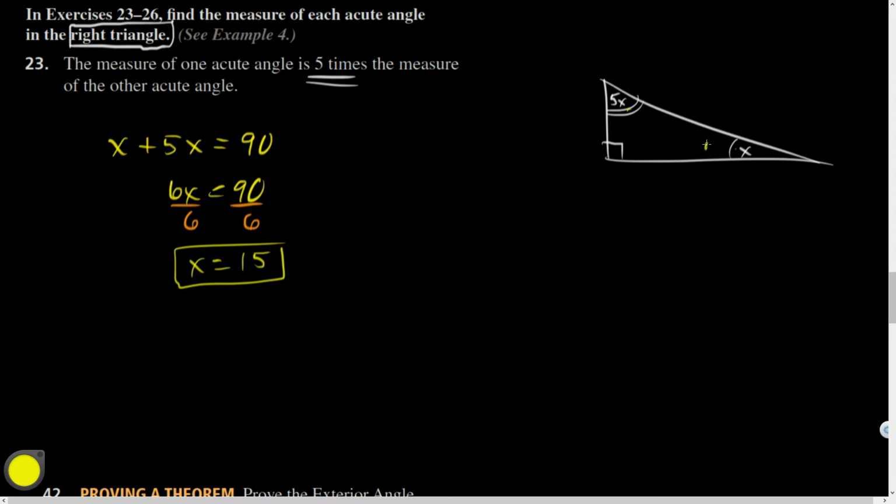Oh, okay. So that means this one is 15 degrees, right? And 5 times 15. Thank you. Yeah, 75 degrees. Not bad. So the two acute angles in a right triangle are complementary. They add up to 90.